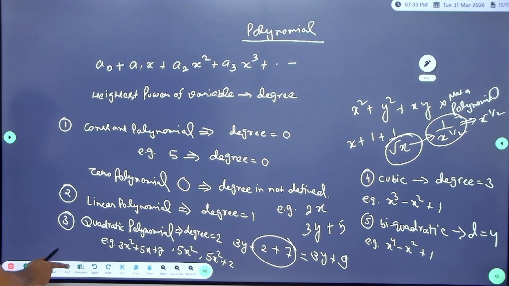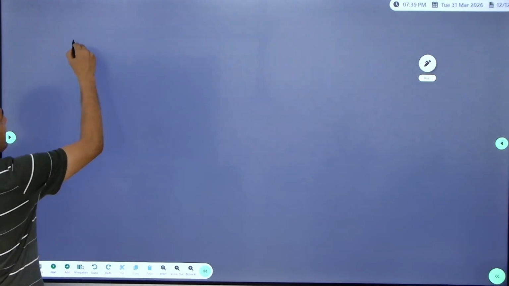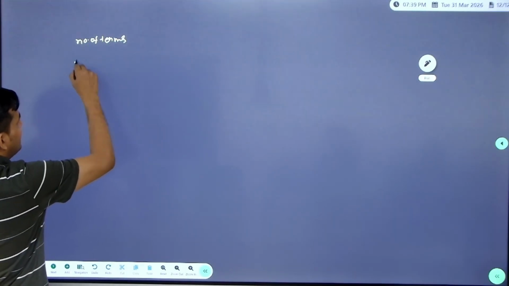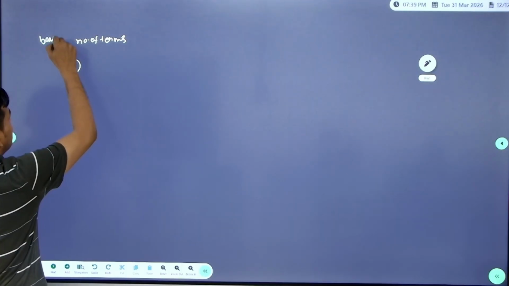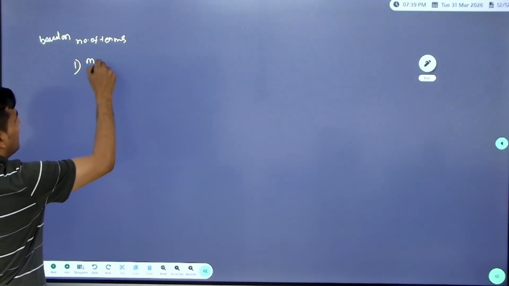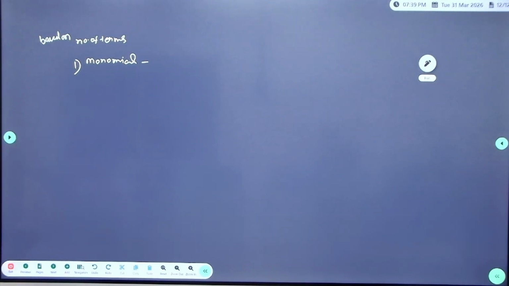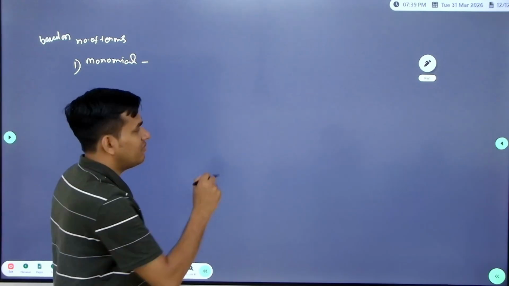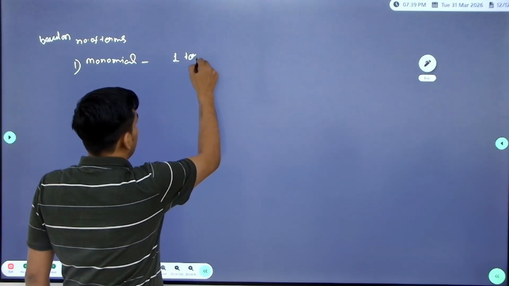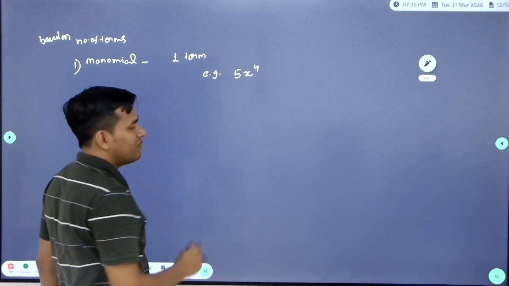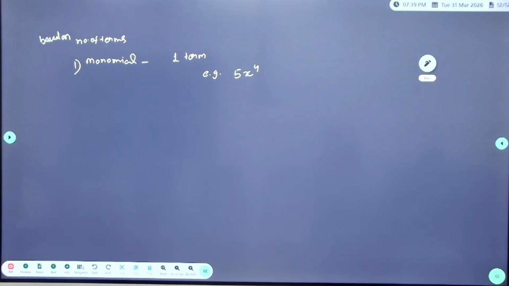So next classification is based on the number of terms. First one is called monomial. Monomial is a polynomial in which there is only one term. For example, 5x to the power 4. This polynomial has only one term, so it is called monomial. What is the degree of this polynomial? 4.